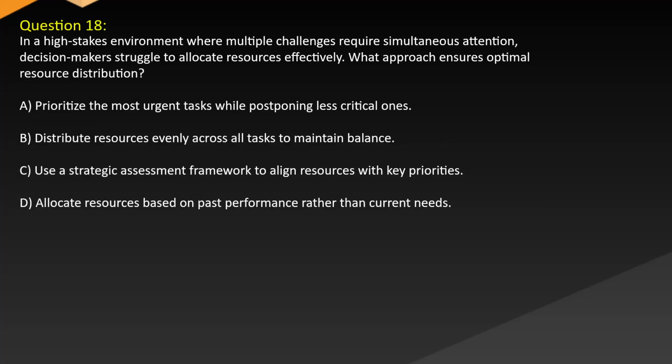Question 18. In a high-stakes environment where multiple challenges require simultaneous attention, decision-makers struggle to allocate resources effectively. What approach ensures optimal resource distribution? A. Prioritize the most urgent tasks while postponing less critical ones. B. Distribute resources evenly across all tasks to maintain balance. C. Use a strategic assessment framework to align resources with key priorities. D. Allocate resources based on past performance rather than current needs.